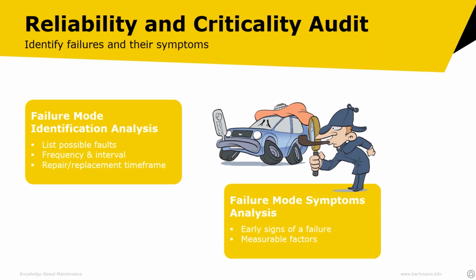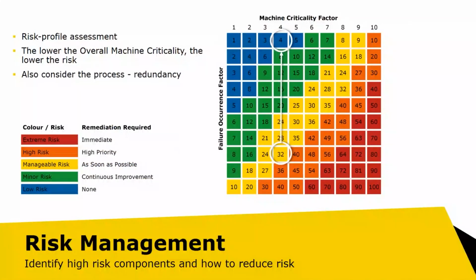You also need to consider a whole risk profile. So if you've got a critical machine that is very likely to fail, it's a much more risky machine than a very reliable one. Or if you have a machine that doesn't affect the rest of the process when it fails, then it's much less risky to run that on a run to failure scheme, for example. And a good example here might be the radio in your car.